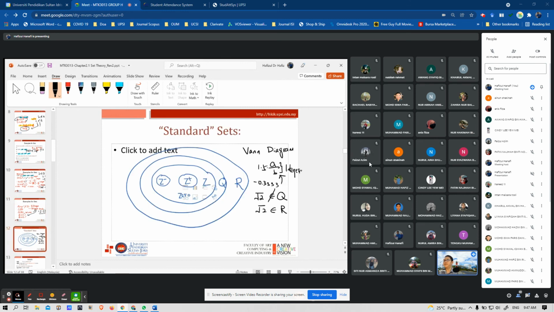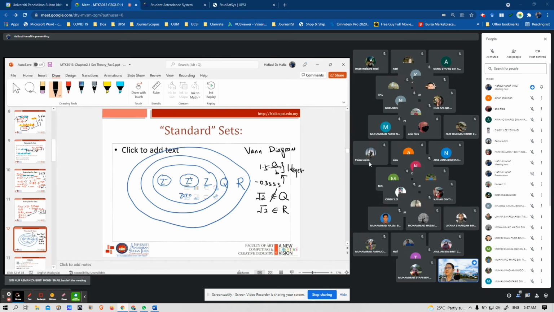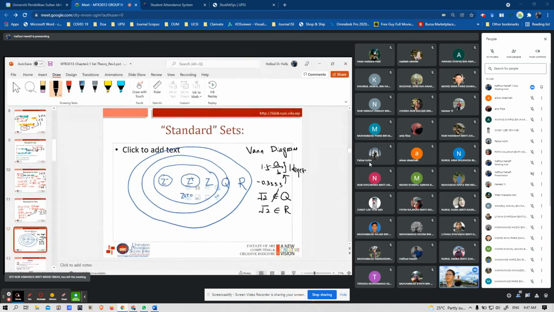Okay, this one is the Venn diagram I have explained. We have integers, positive integers, and zero as a subset of Q, the rational numbers, and the rational numbers are a subset of the real numbers.